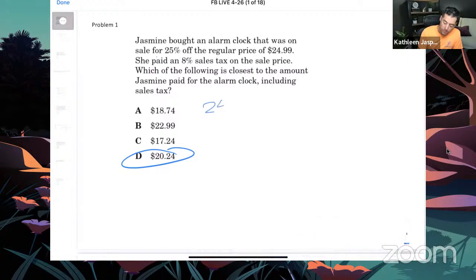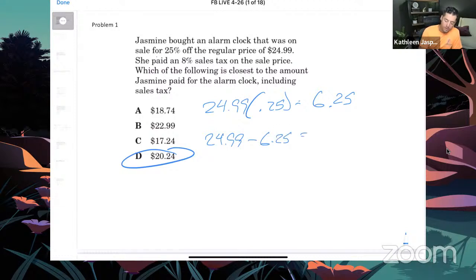We'll take our $24.99 and you will take 25% of $24.99. So $24.99 times 0.25 is going to give me $6.25, rounding up. Because that represents your discount, you're going to do $24.99 minus $6.25. So $24.99 minus $6.25 equals $18.74. Now you have to do your sales tax.